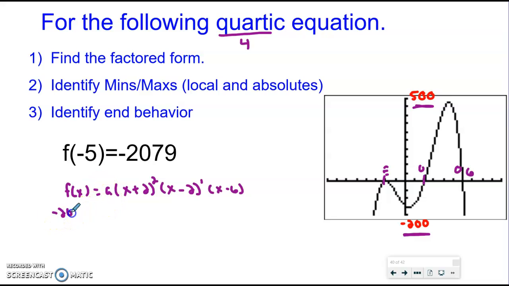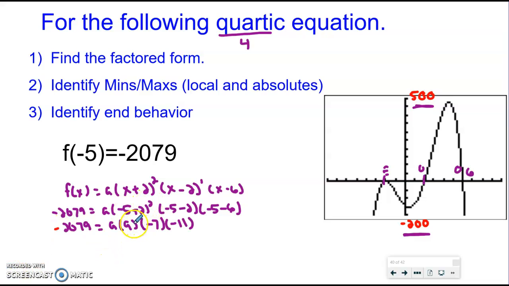So I'm going to plug negative 2079 into this in place of f of x. And then I got a times negative 5 plus 2 to the second, negative 5 minus 2, and negative 5 minus 6. I'm going to do some math here. Negative 5 plus 2 to the second is 9. Negative 5 minus 2 is negative 7. Negative 5 minus 6 is negative 11. Multiplying 9, negative 7, and negative 11 together, I get 693. I'm going to divide both sides by 693, and when I do that, I get my a value to be negative 3.